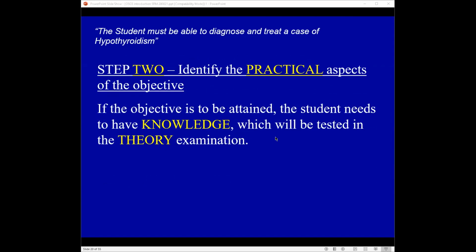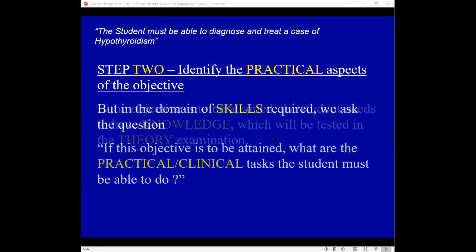Okay, that's fine. But in the domain of skills, we ask this question. And what is that question? If this objective, that is the ability to diagnose and treat a case of hypothyroidism, is to be attained, what are the practical or clinical tasks that the student must be able to do? So this is our next step. Having clarified our objective, we must identify which aspects of that objective have a practical tilt to them, right?